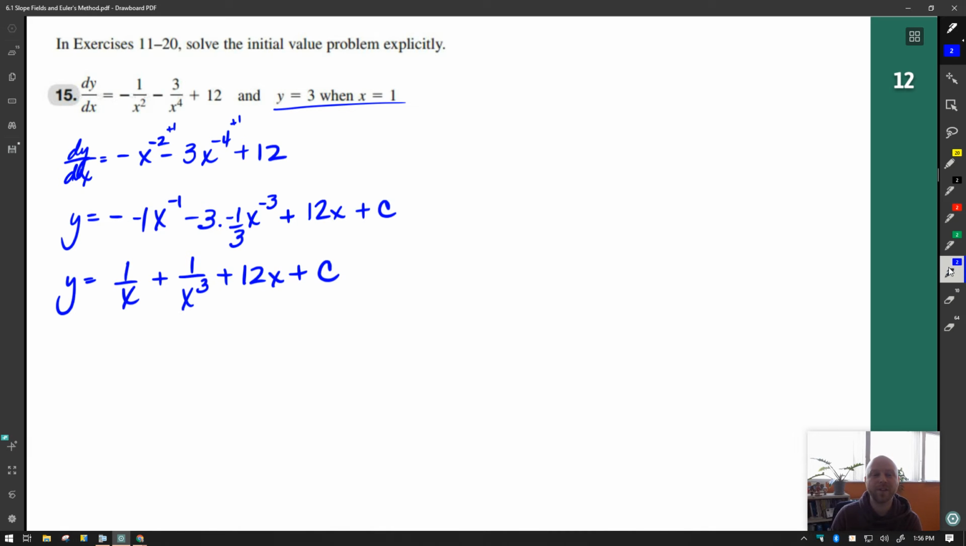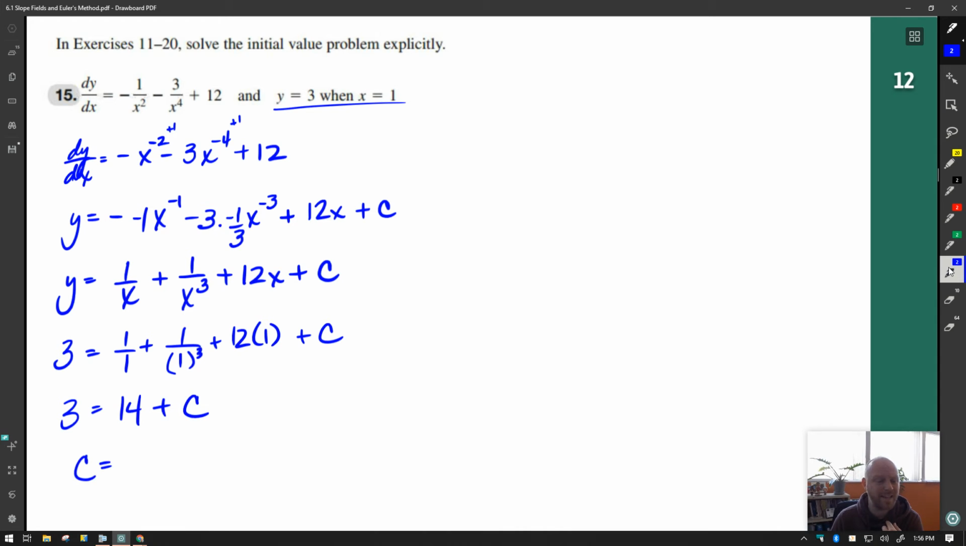Now to our initial condition. Replace y with 3, replace x with 1. So let's see, 3 equals 1 over 1 plus 1 over 1 cubed plus 12 times 1 plus c. That's easy enough. 1 over 1 is 1. 1 over 1 cubed is 1. So this is 3 equals 1 plus 1 is 2. 2 plus 12 is 14 plus c. And that means that c is what, minus 11? Because 14 minus 11 is 3.